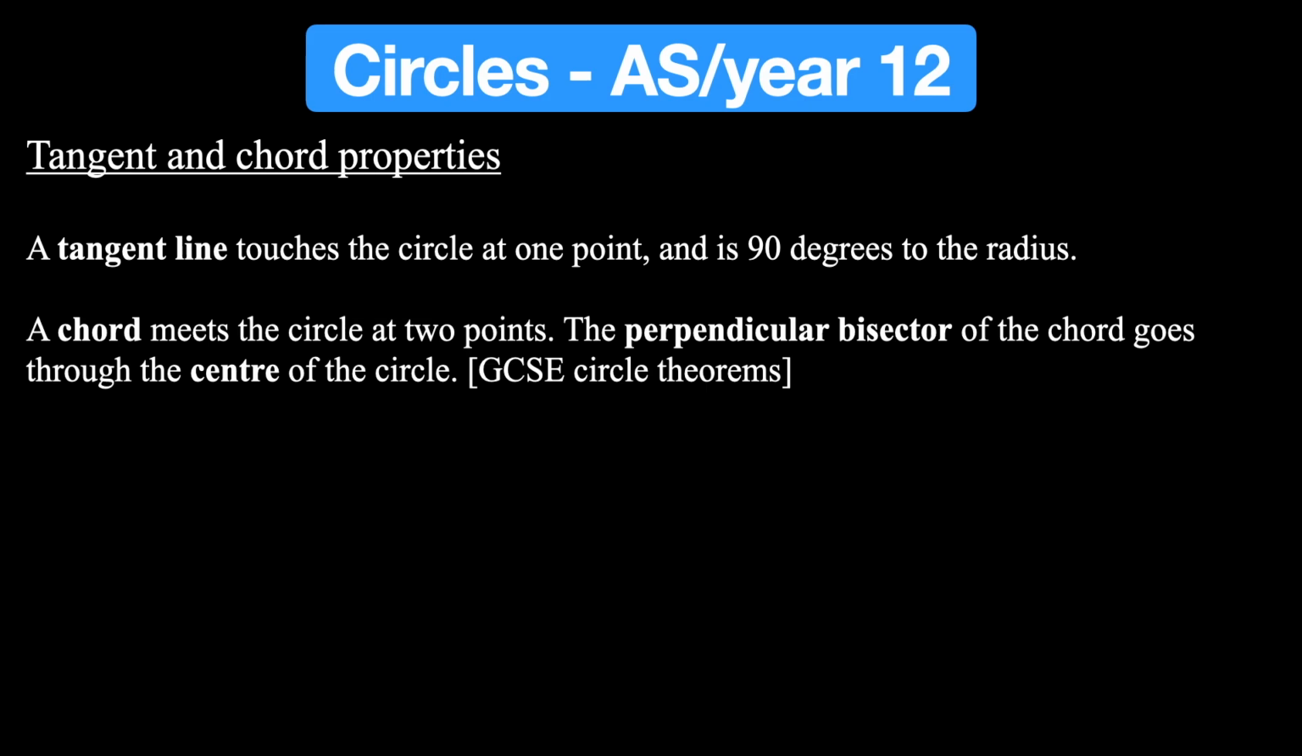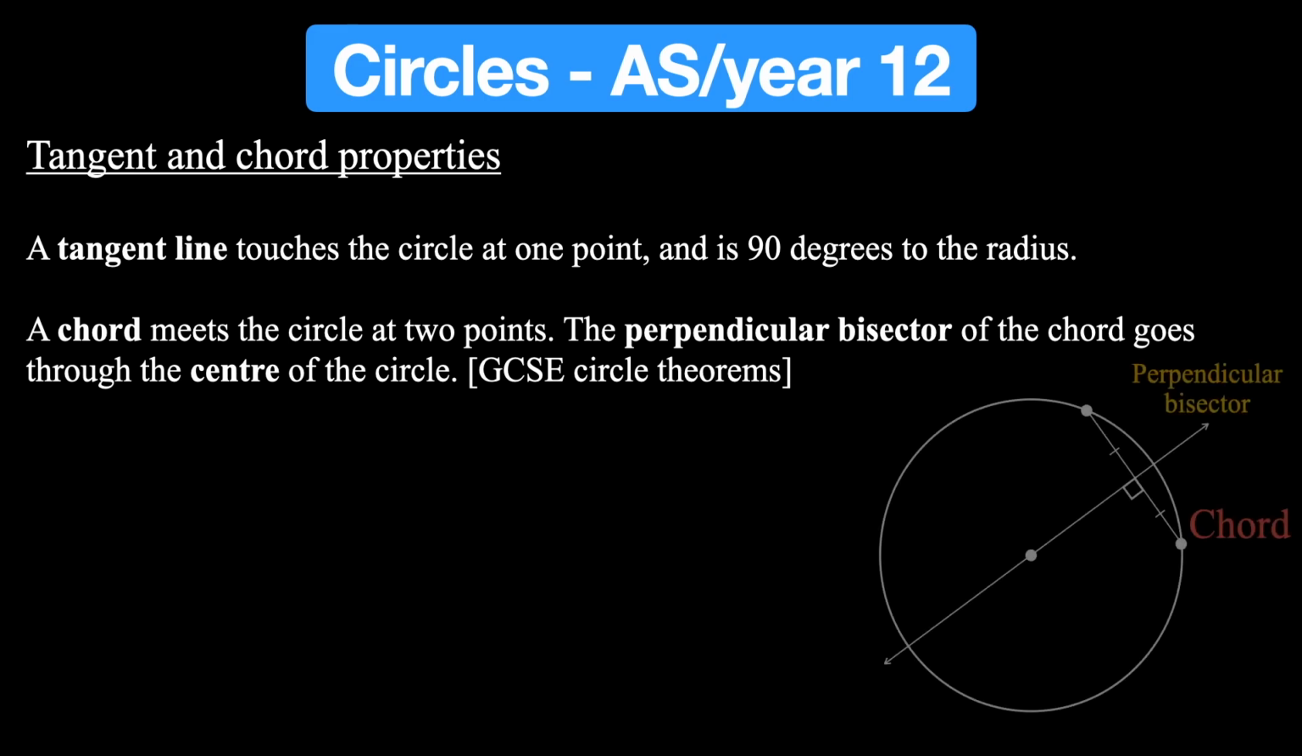And what you need to know about a chord is that a chord meets the circle at 2 points, and the perpendicular bisector of the chord goes through the center of the circle. This is from your GCSE circle theorems. If you were to draw a diagram, it might look something like this.